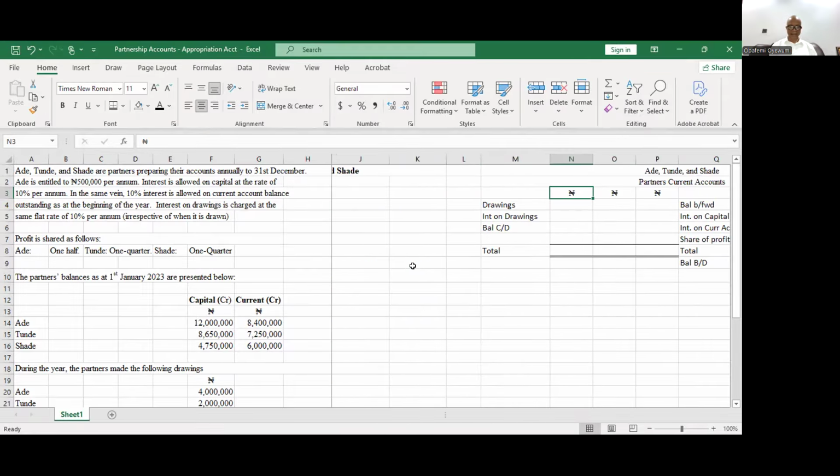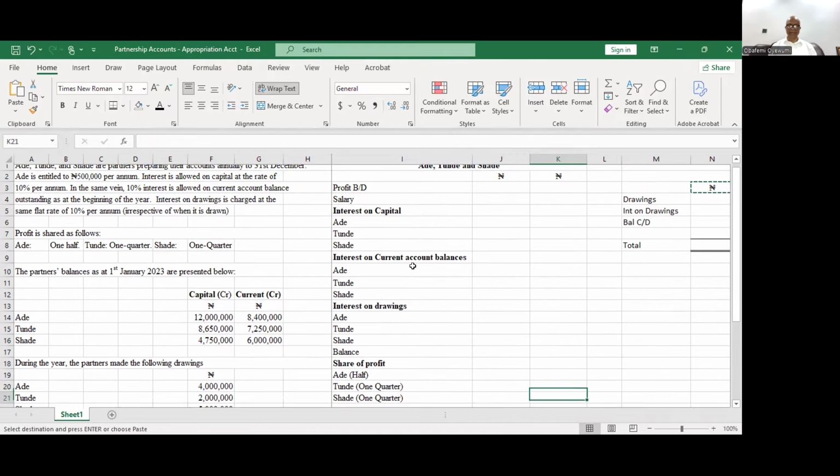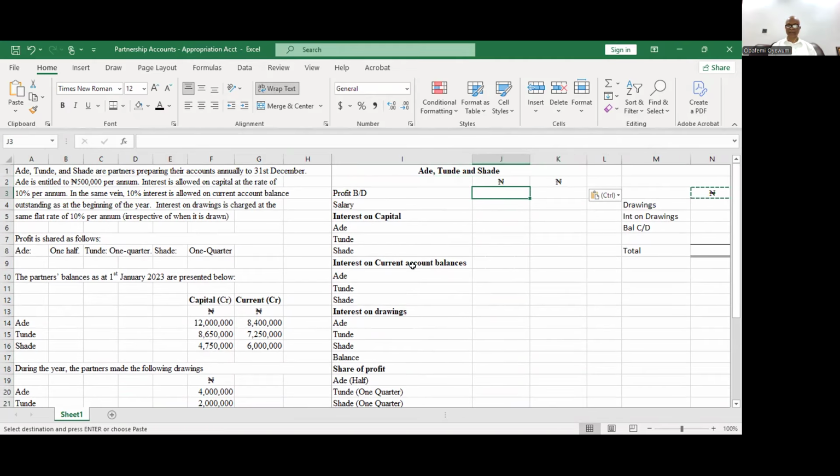Let me put the naira sign here. So we have a naira sign, and there we also have a naira sign. That's the denomination, Nigerian naira. So the profit as at the end of the year was 35 million, 750. That's number one. So we've been able to take care of them.